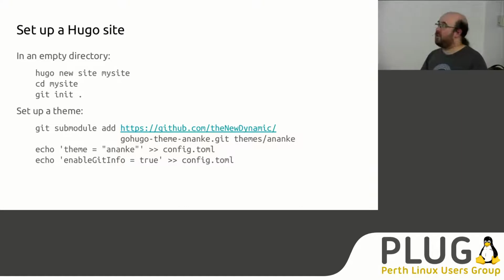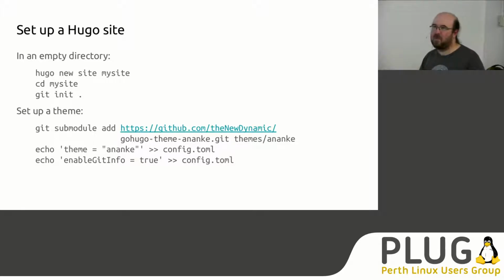If we're setting up a Hugo site, there's the Hugo command, and you can just run hugo new site, and then the name of the directory where you want to put your site. This is where the source code to the site will be, in essence.